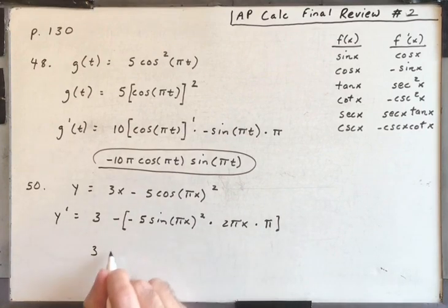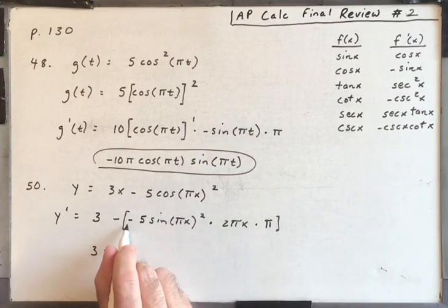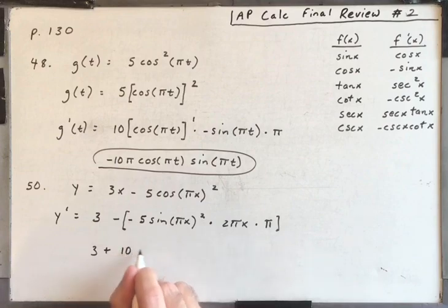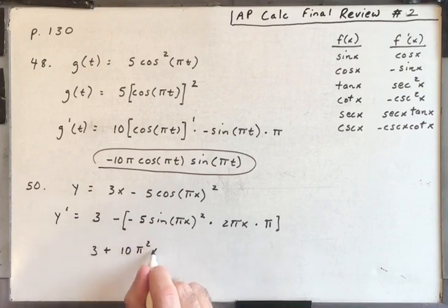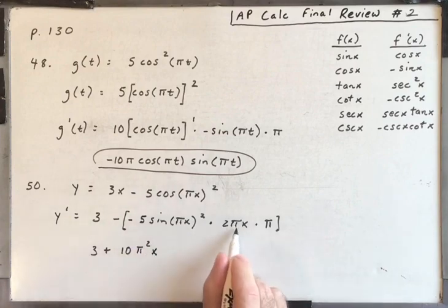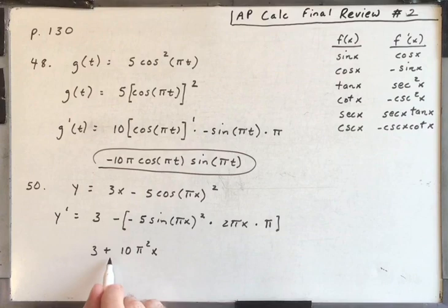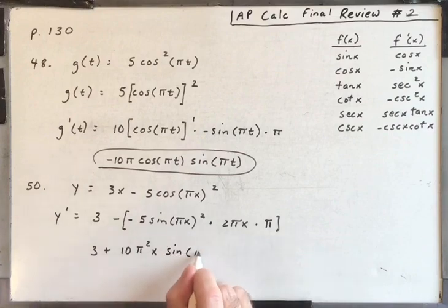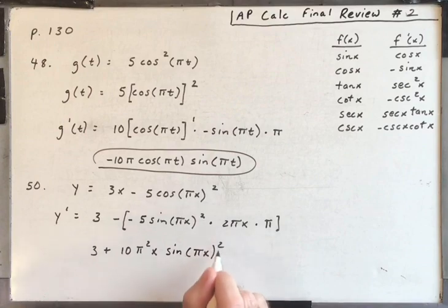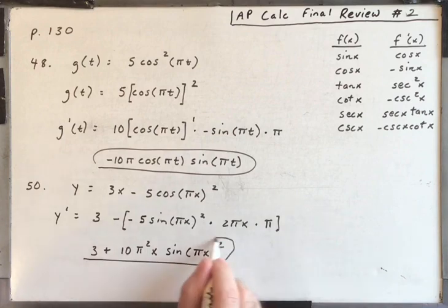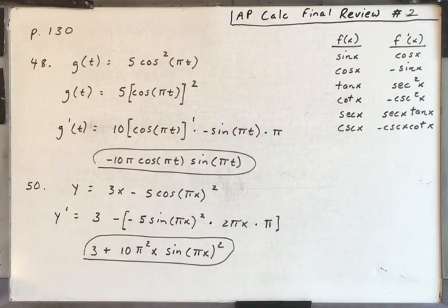So it's going to be 3 plus, because minus minus, 5 times 2 is 10. We'd have pi squared x, right? 2 pi times pi is pi squared x. So times the 5 and the 2, I bring all that out front, and then minus minus makes plus. What a mess. Sine pi x all squared. All right, so, you know, that's a toughie. It'd be easy to get lost in that one.